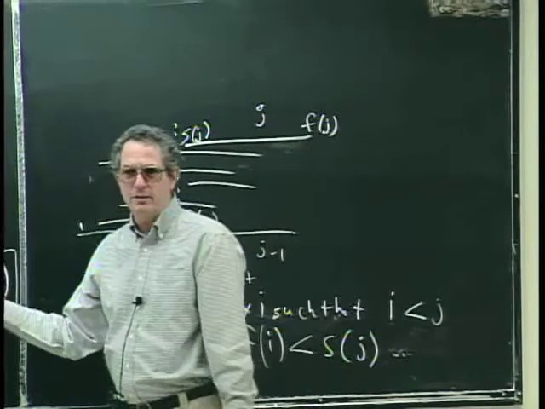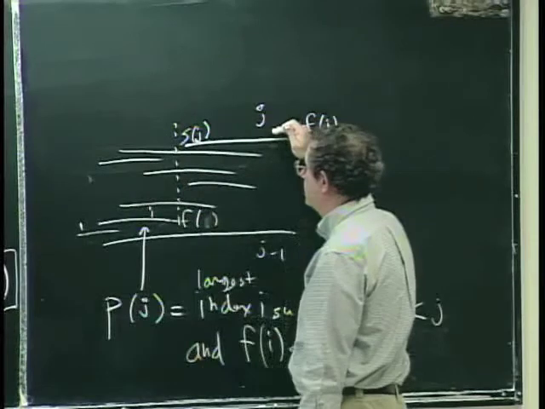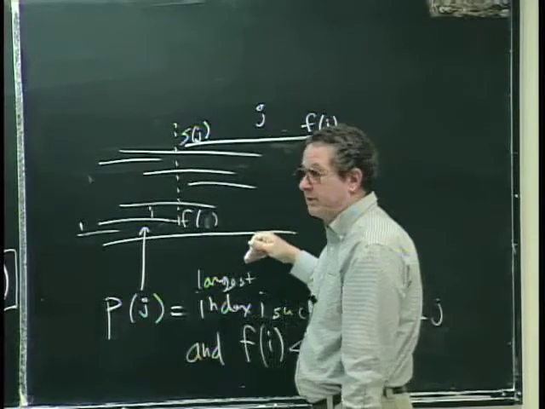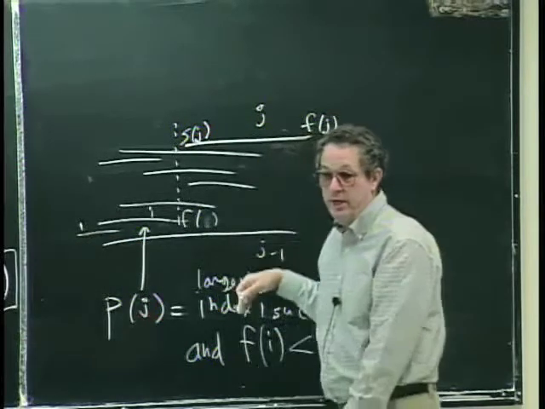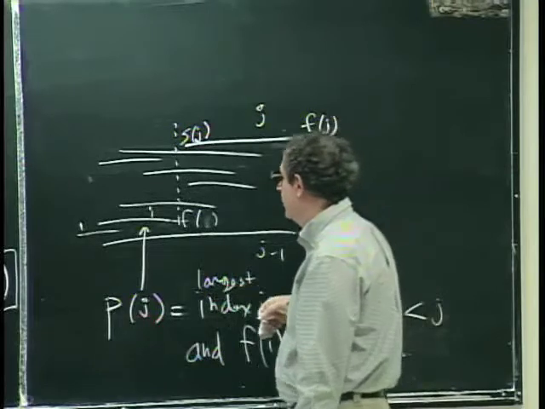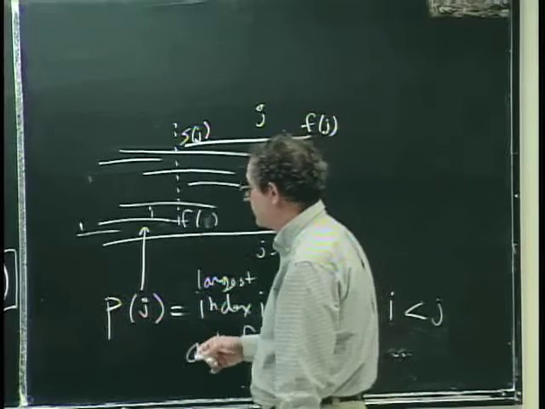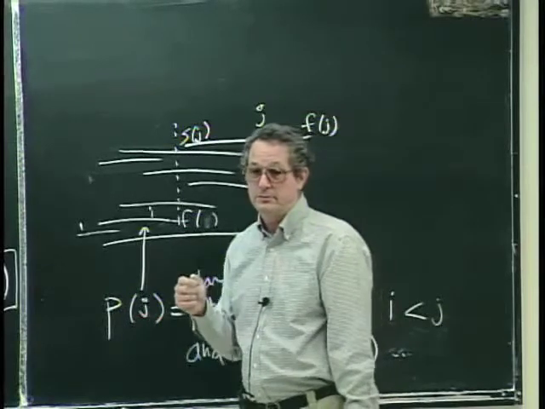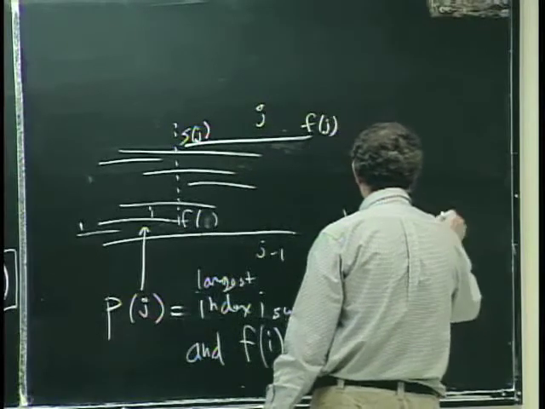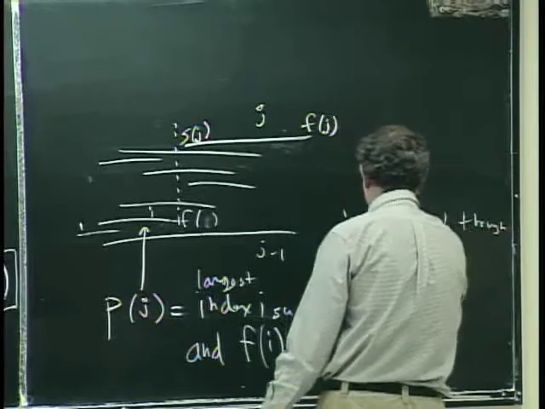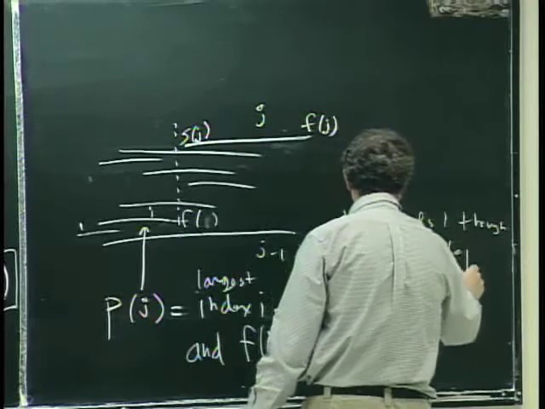Does everybody see that? This is the critical point in terms of understanding this recursion. That if you take j, the only other permitted intervals you can take, if we're considering intervals from 1 through j, are the ones that don't overlap j. And notationally, a subset of the intervals that don't overlap j are the intervals from 1 through pj. Okay? So intervals 1 through pj don't overlap j.